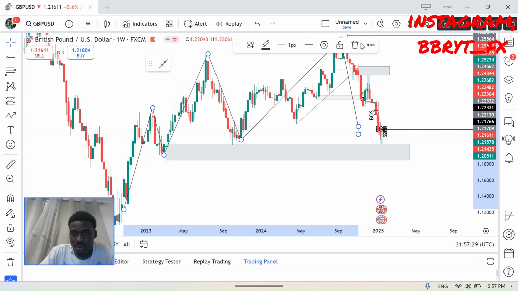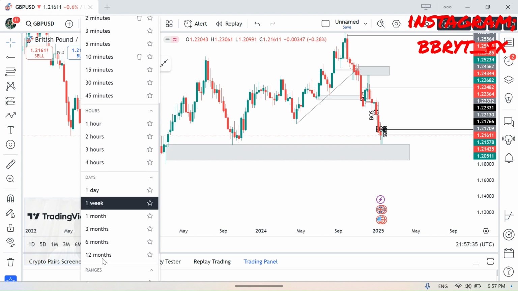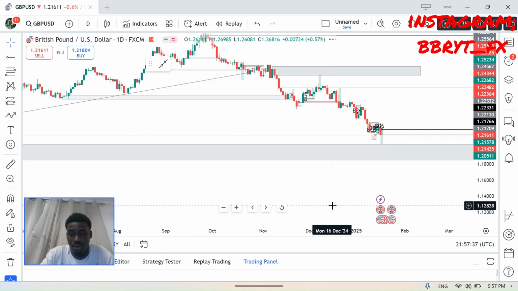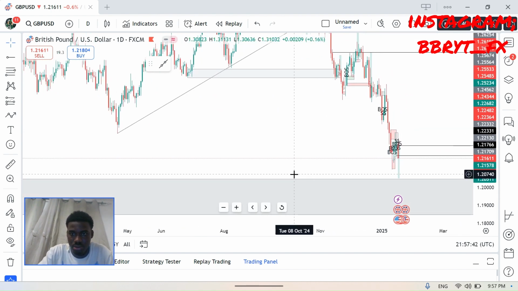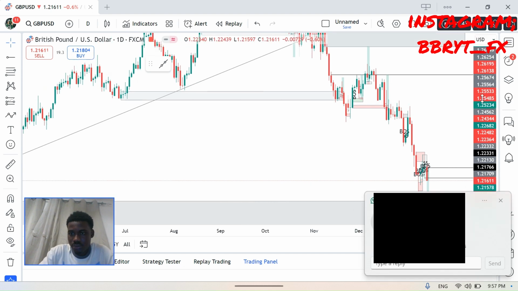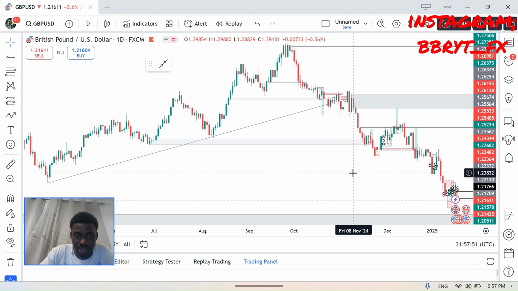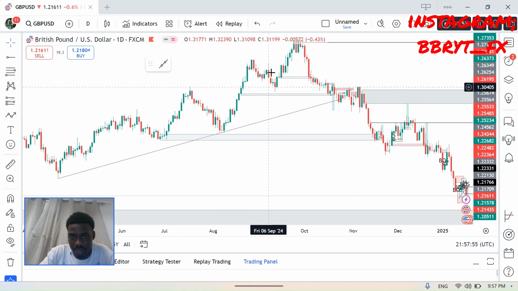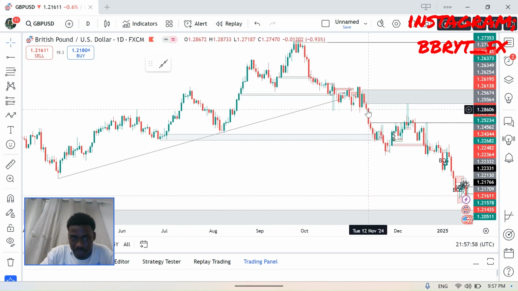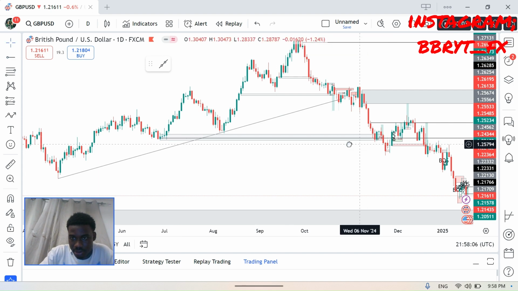So let's go down to the daily. Let me show you guys something on the daily. On the daily chart, as you can see, we had this higher high, higher low, higher high, higher low, higher high, higher low, and this was where price started breaking the formation. So this was a key point in which price broke through.